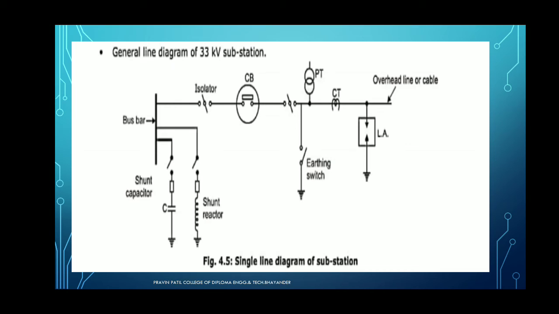One terminal of the lightning arrestor is connected to the overhead line and the other terminal of the lightning arrestor is connected to the earth, as shown in this diagram. So this is the single line diagram representation of the 33 kV substation. There, near to the lightning arrestor, the CT is connected. The main purpose of the CT is the measurement of the current carrying capacity.